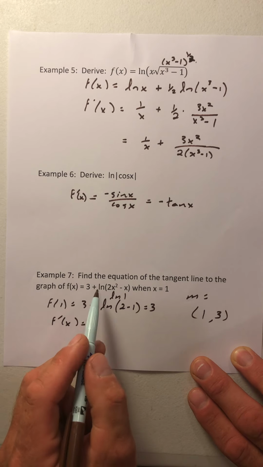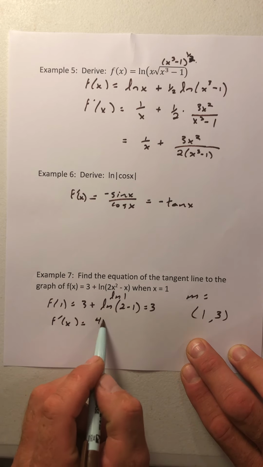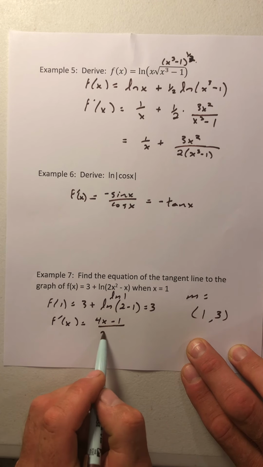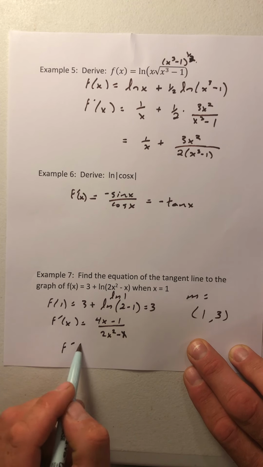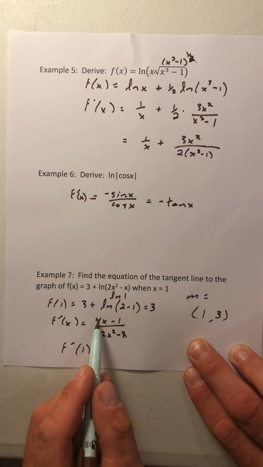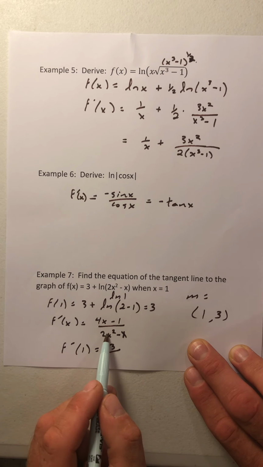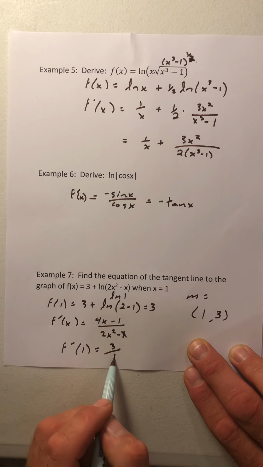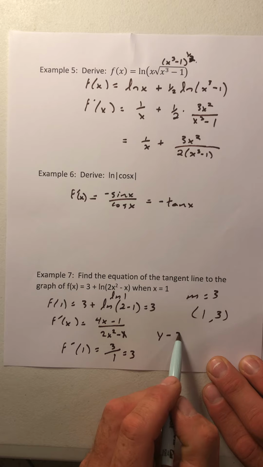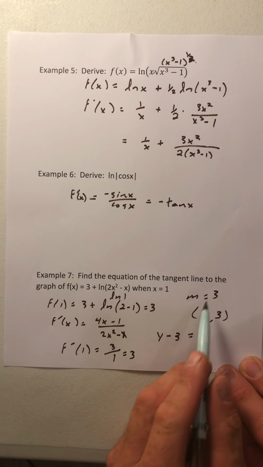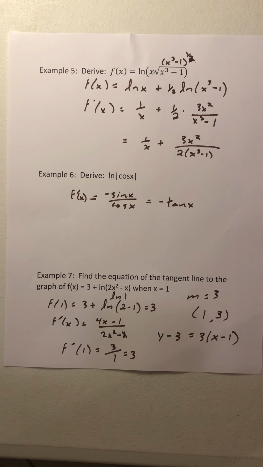We can go ahead and find the slope, or the derivative, I guess, and that gives us our slope. Derivative of 3 is 0. Derivative of natural log of 2x squared minus x: we take the derivative of the function, 4x minus 1, divided by the original function, 2x squared minus x. We're going to find f prime of 1. So it looks like what? We have 4 times 1, which is 4, minus 1 gives us 3. Down the bottom, we get 2 minus 1, or 1. So we get a slope of 3. So we're going to write the equation: y minus 3, our y value, equals our slope 3 times x minus 1. And that would be the equation.